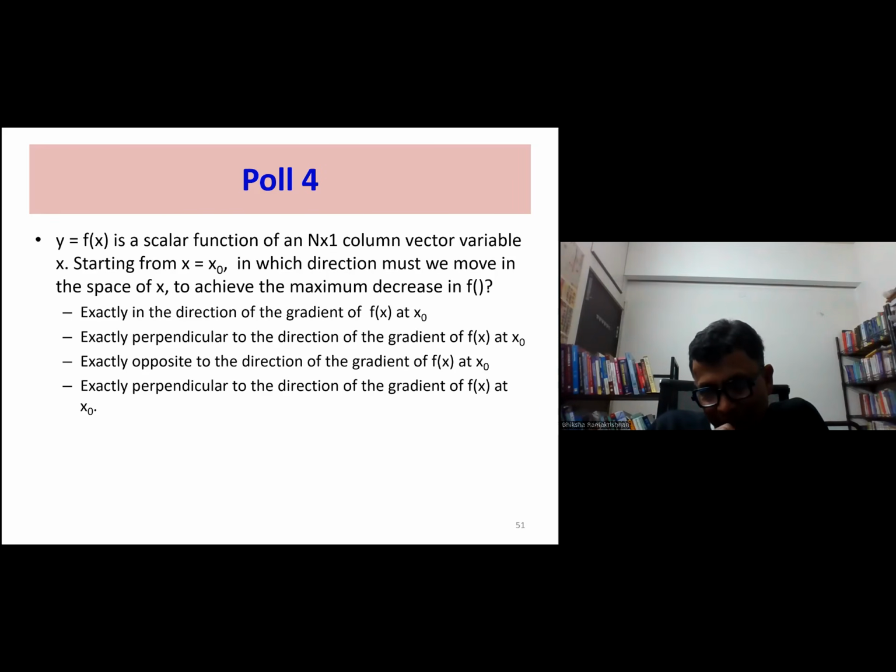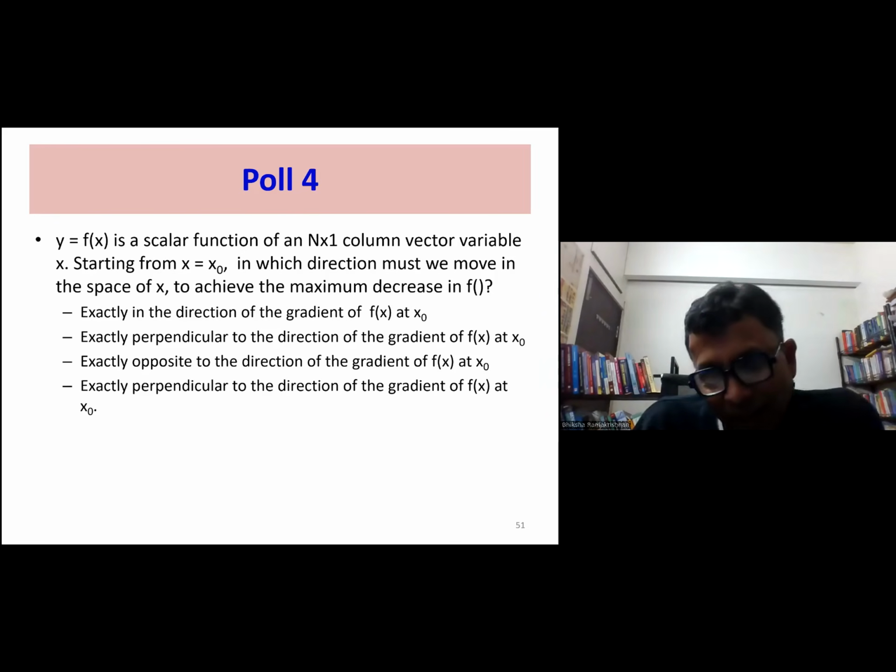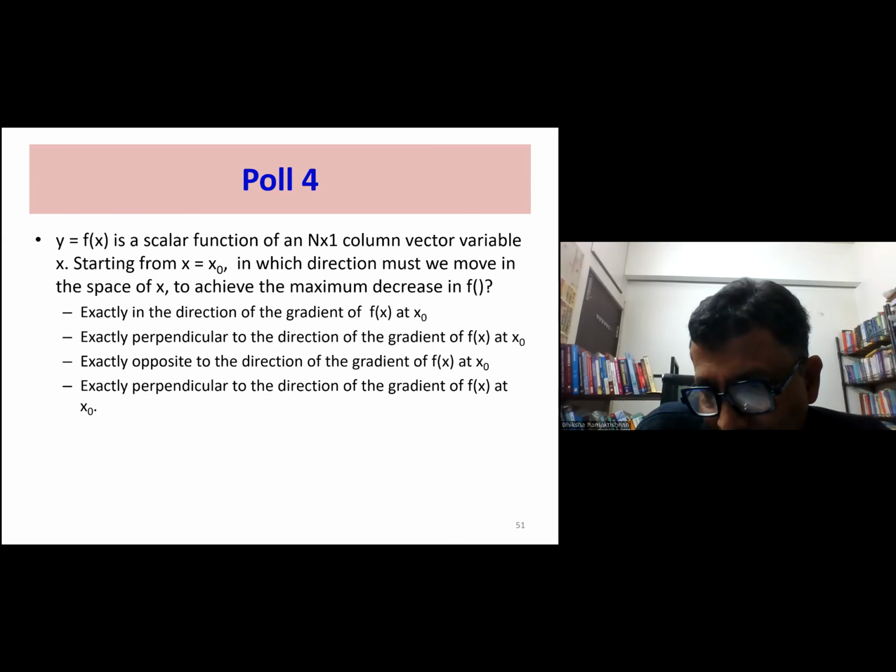15 seconds, guys. This is an easy one. I have a question related to... Okay, yes, I'll take your question and ending the poll. Which of these is right?